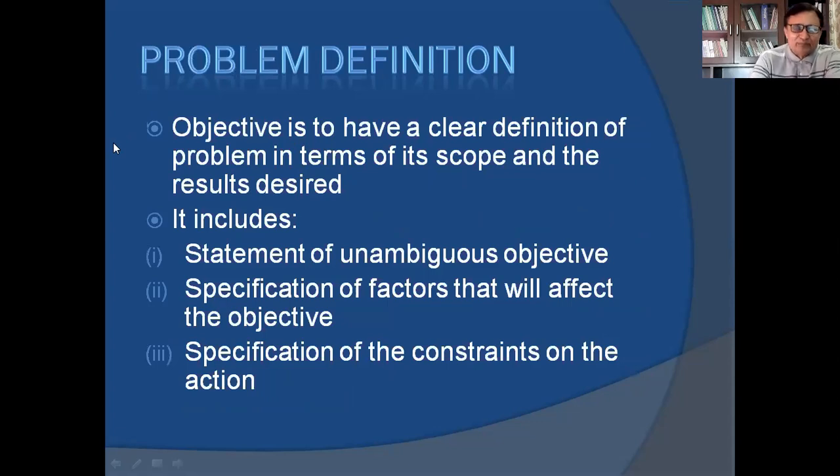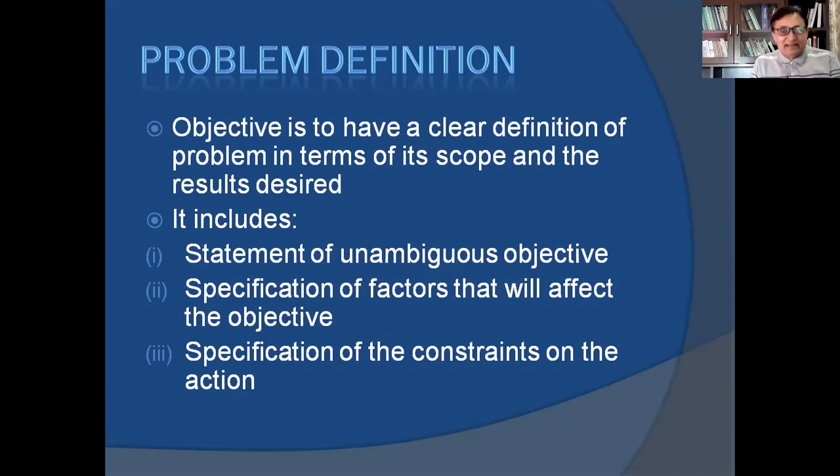Then the next step after this is problem definition. The objective is to have a clear definition of the problem in terms of scope and the results desired. Now our problem is to maximize the profit or to minimize the cost. Now this objective can be achieved by a layman by doing something which is absolutely not clear.